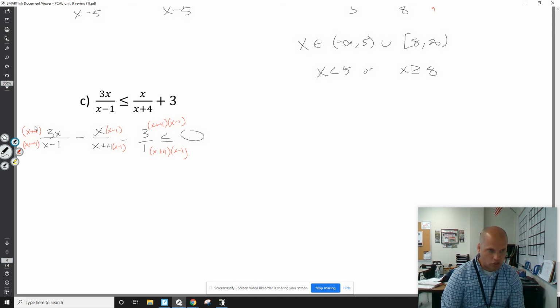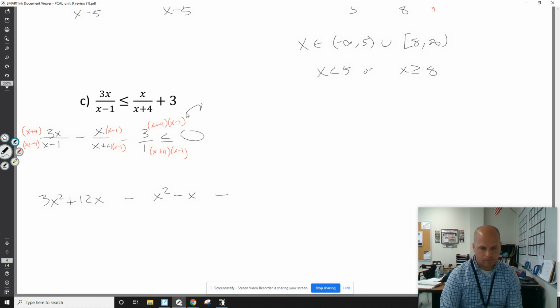Let's see what I get. I'm going to distribute when I can, just so I can skip a step. 3x times x is 3x squared. 3x times 4, 12x. Minus x times x is x squared. Minus x times minus 1 is minus x. Pay attention to details. Minus.